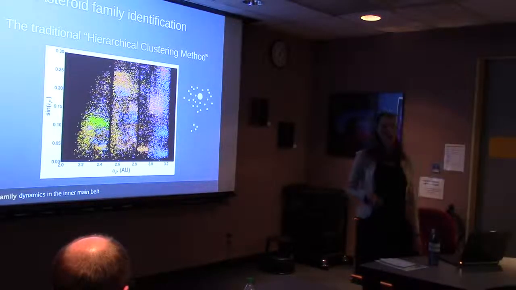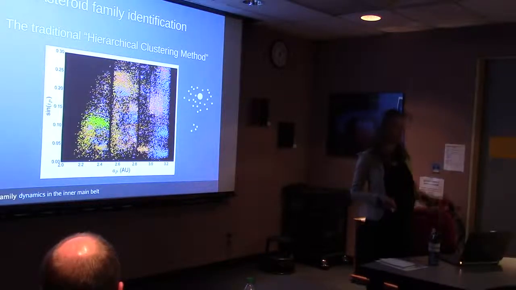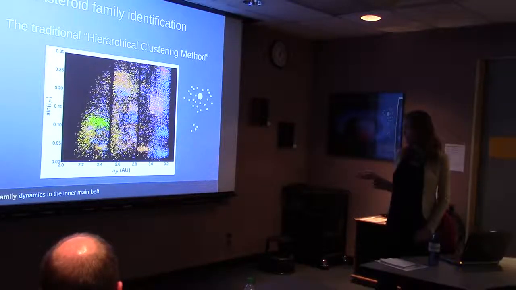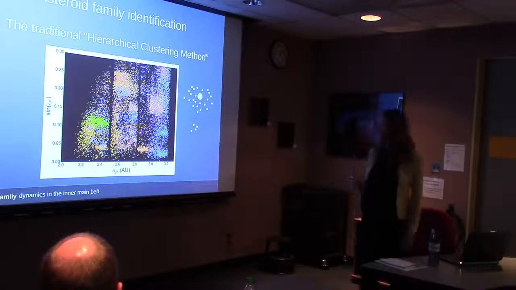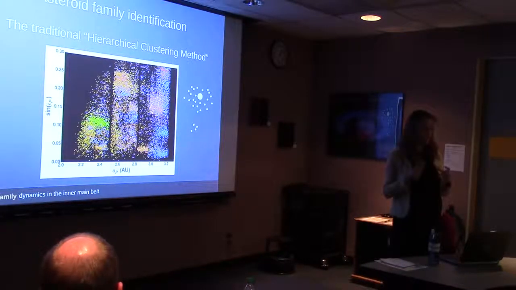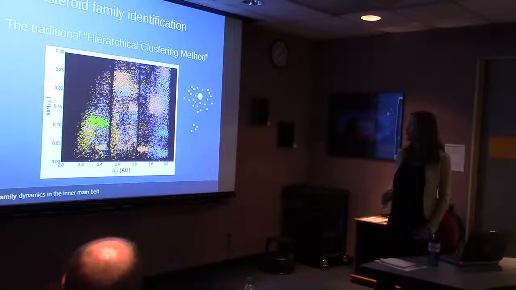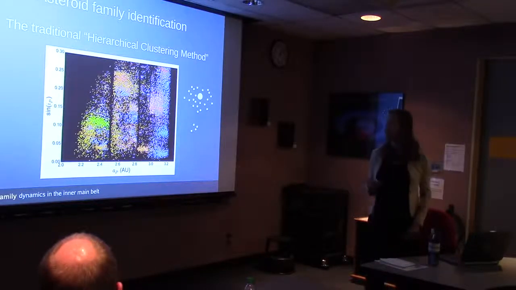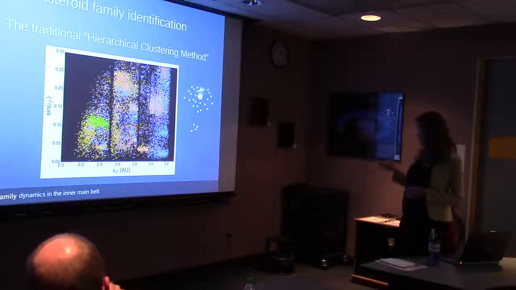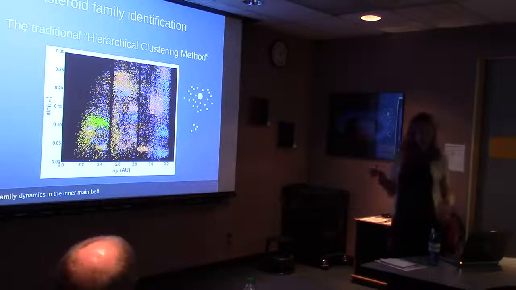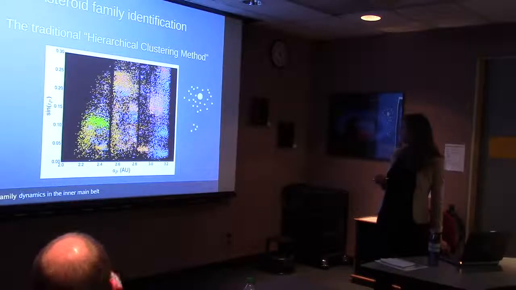So in order to study asteroid families, you need to first identify them. As you can see, a lot of them are overlapping in the orbital parameter space. So we need to identify what's really in the family in order to study it. And the traditional method for doing this is called the hierarchical clustering method. And I've got a little cartoon here, which I'll use to try to explain how this method works.